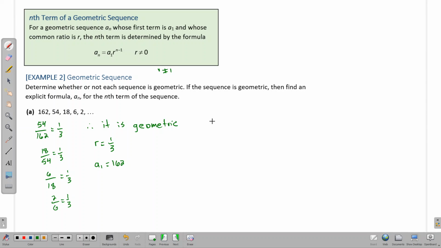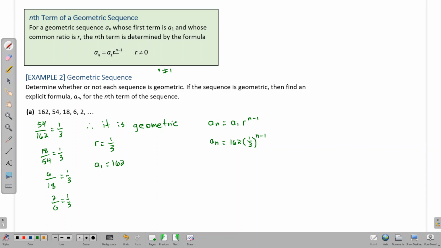So we can go to the formula. A sub n is A1 r to the n minus 1. We leave that as it is. A1 is 162. And then it's good practice, and sometimes it's actually critical, that you put the ratio, the r value, in parentheses, because that exponent has to apply to the entire common ratio here. Anytime it's a fraction or a negative number, it's critical that we have them in parentheses.